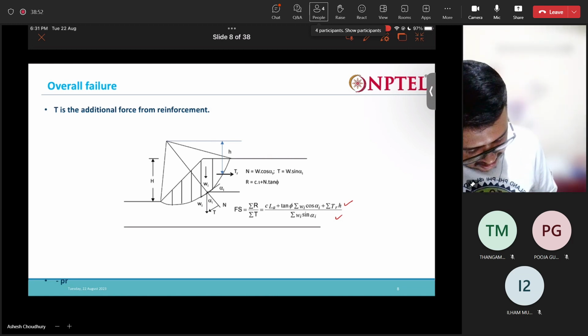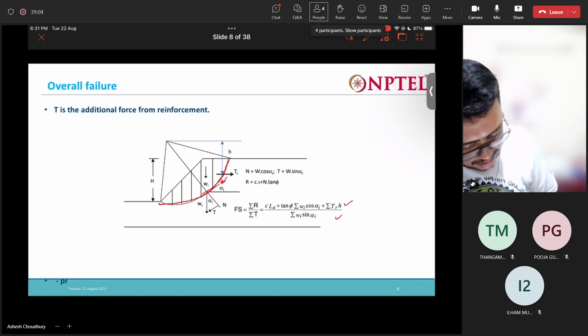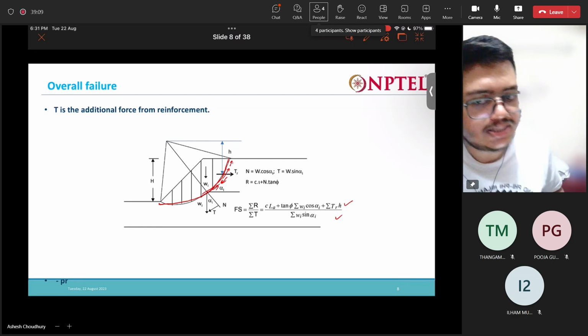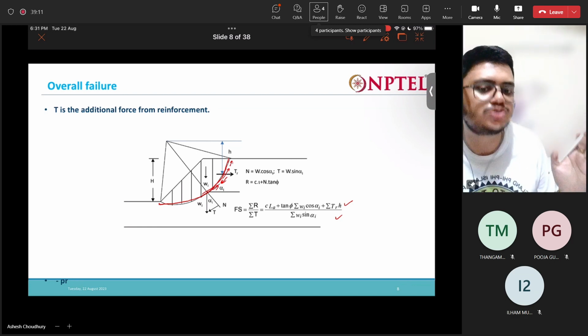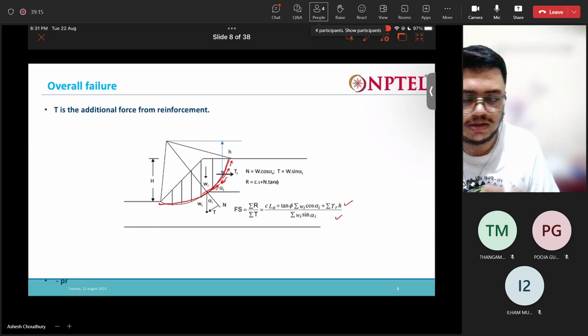So you see, this is the slip circle, right? In the slip circle, the soil tends to slide downwards, right? So there is development of shear forces at the interface. These shear forces actually prevent the slipping failure of the soil, isn't it?